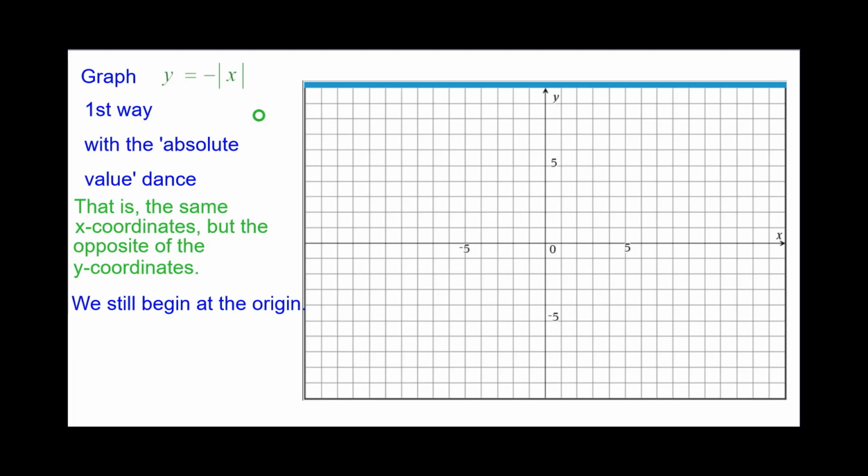So begin at the origin. Since the opposite of the absolute value of 0 is 0, (0, 0) is there. Instead of going to the right 1 and up 1 like we do on the absolute value, we will go right 1 and down 1, because the opposite of the absolute value of 1 is negative 1. Similarly, right 2 down 2, and right 3 down 3.